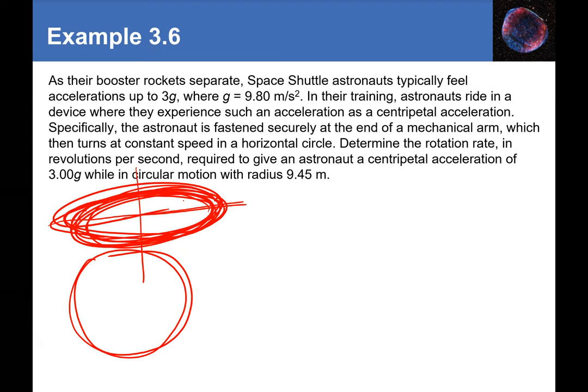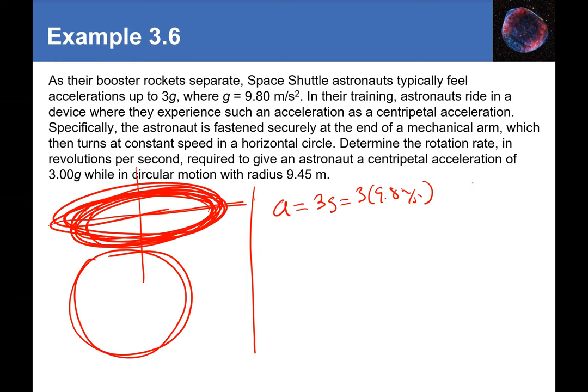So required to give an astronaut a centripetal acceleration of 3G while in circular motion with a radius of 9.45 meters. All right, so here's what I have. We are given acceleration, right? It's 3G, which means 3 times 9.8 meters per second squared, right? So that's our acceleration.